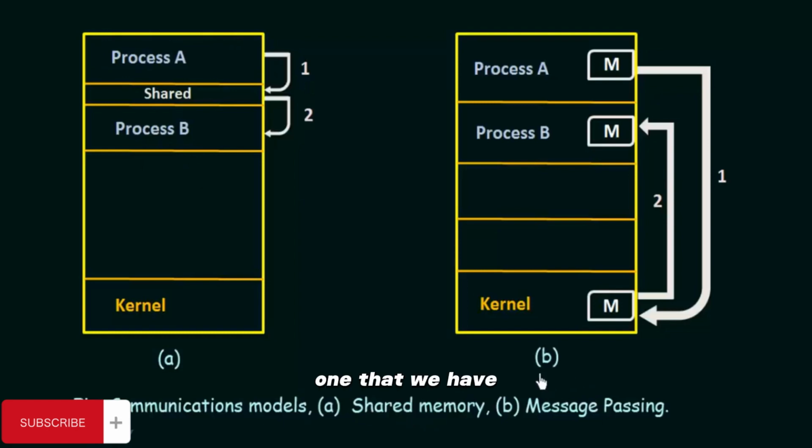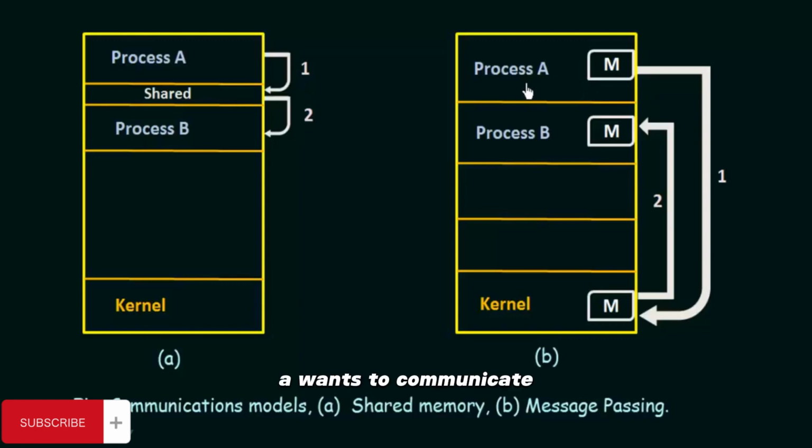Now the next one, in figure B, is the message passing communication model. In the same way, we have two processes, process A and process B, trying to communicate with each other. And here we have the kernel and this M, which stands for the messages.